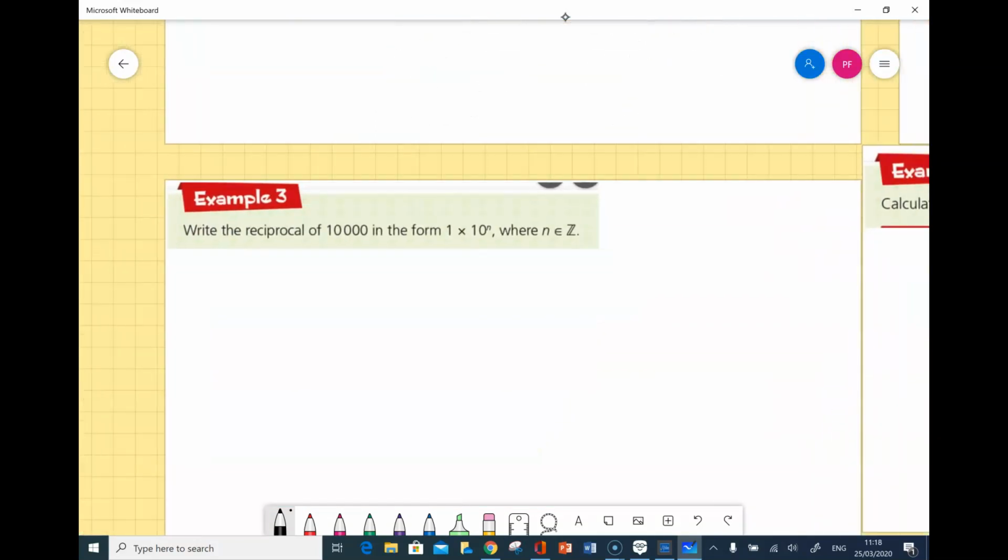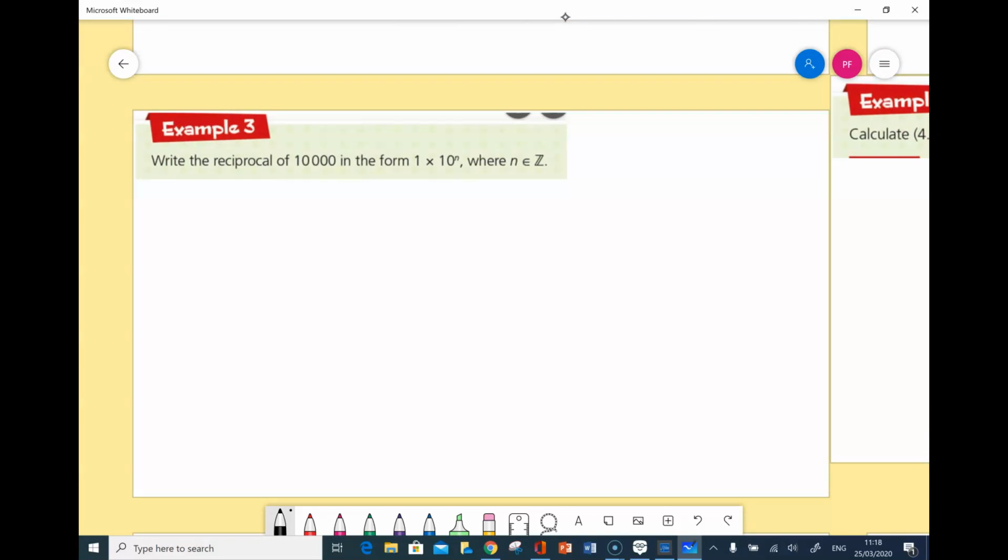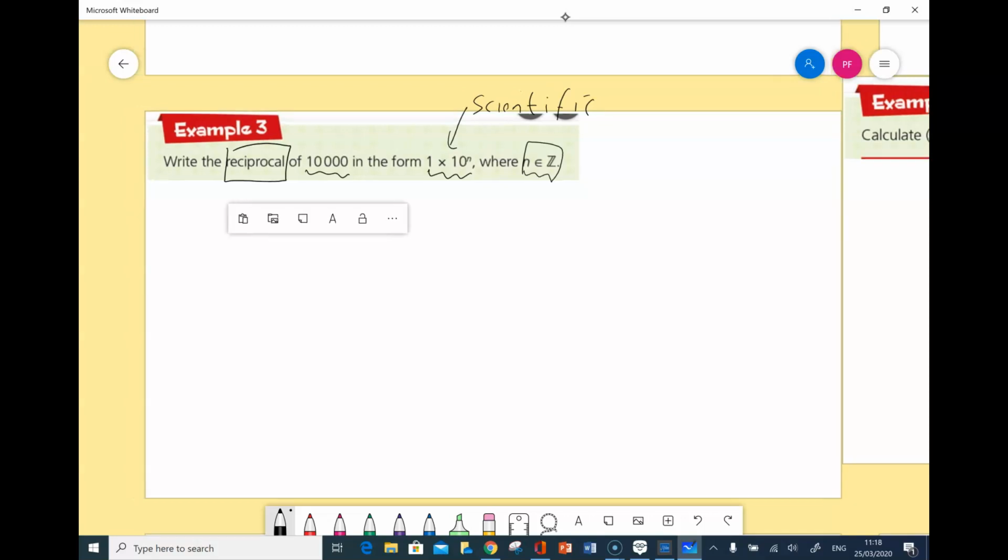Let's look at one more example. Write the reciprocal of 10,000 in the form 1 by 10 to the power of n, where n is an integer. That just means put it in scientific notation. So what is a reciprocal? You might remember that from first year. A reciprocal kind of is upside down. So the reciprocal of 10,000 is 1 over 10,000.